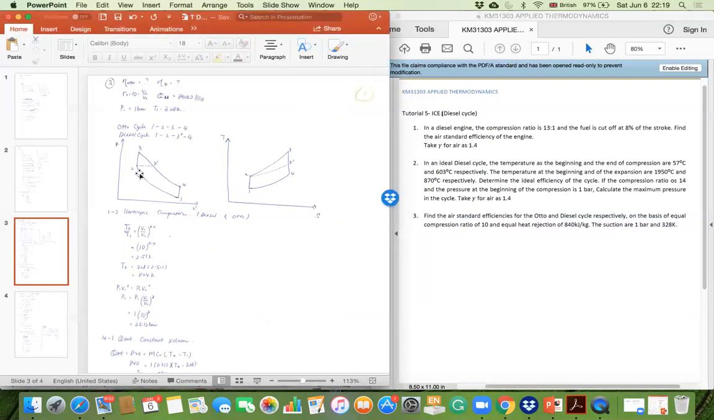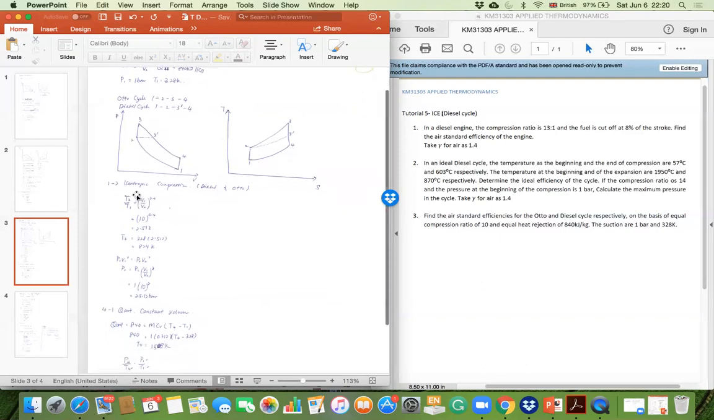So I combine the Otto cycle and diesel cycle together. You can see that the Otto cycle has constant volume for Q in, and the diesel cycle has constant pressure. I label 1, 2, 3, 4 as the Otto cycle, and 1, 2, 3 dot, 4, 1 as the diesel cycle. Is that clear?